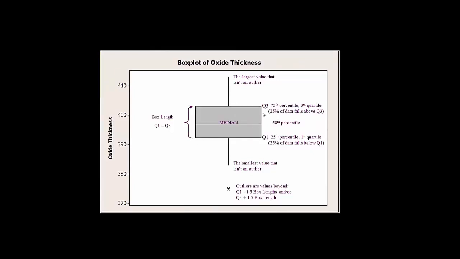This represents the interquartile range of the data that goes from the 25th percentile of the data to the 75th percentile of the data. So this box represents the inner 50% of the data. And then from this line here, the first quartile down, represents the first 25% of the data.